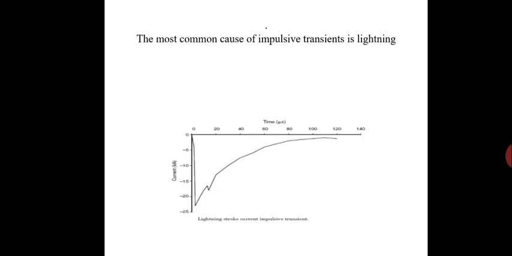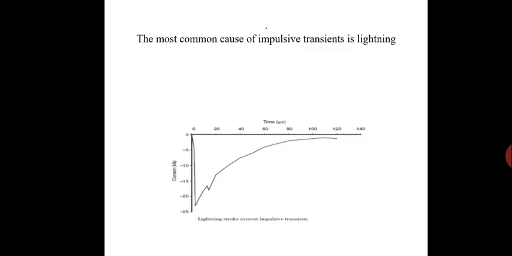The next cause is electrostatic discharge. What do we mean by electrostatic discharge? Electrostatic discharge is a form of impulsive transient exhibited by a rapid and momentary flow of electrostatic charge. A rapid or momentary flow of electrostatic charge is what we call electrostatic discharge. This electrostatic discharge may not harm a human, but it will harm electronic equipment majorly.